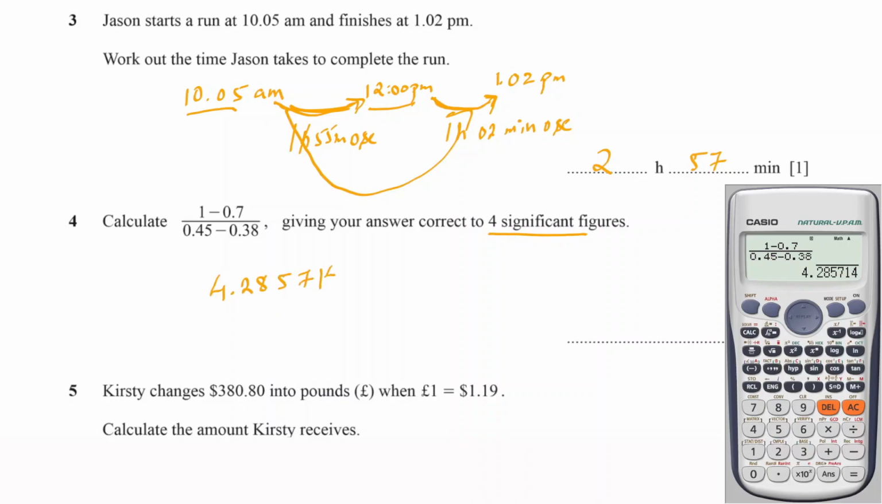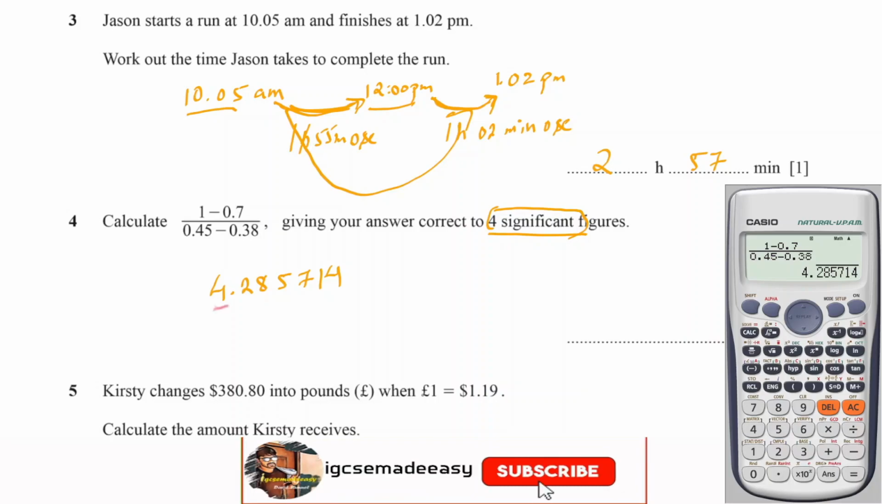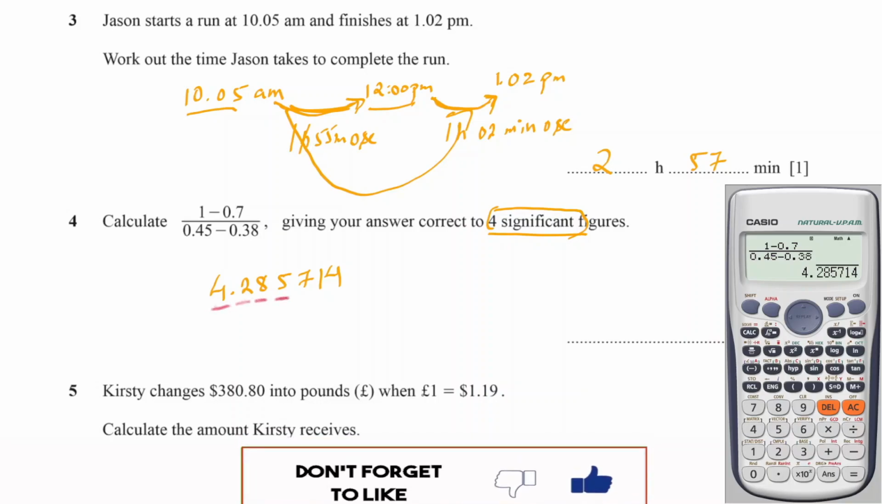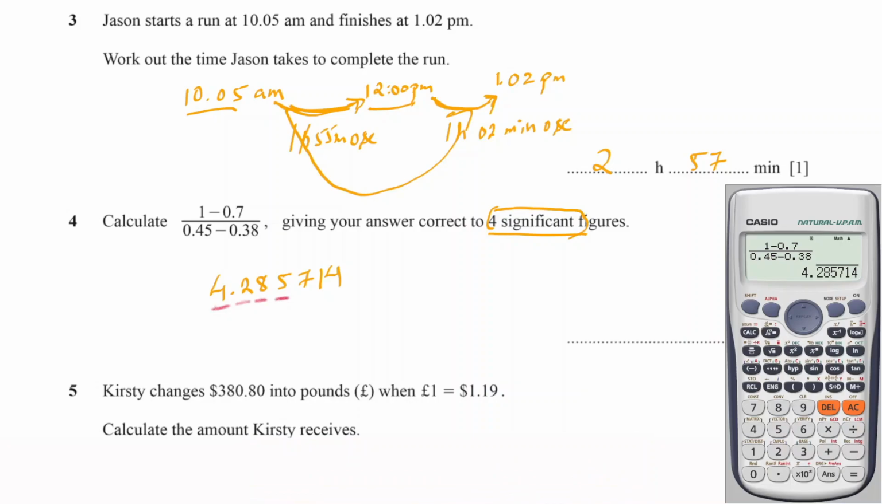4.28571. The bar shows it is repeating, but we have to focus on 4 significant figures. 4 significant figures means you should have only 4 figures there, right? This is 1, 2, 3 and 4. The rest of the numbers we have to keep aside. We don't have to write them as an answer. We just have to keep it to 4 significant figures. It means 4, 2, 8, 5 should be there.